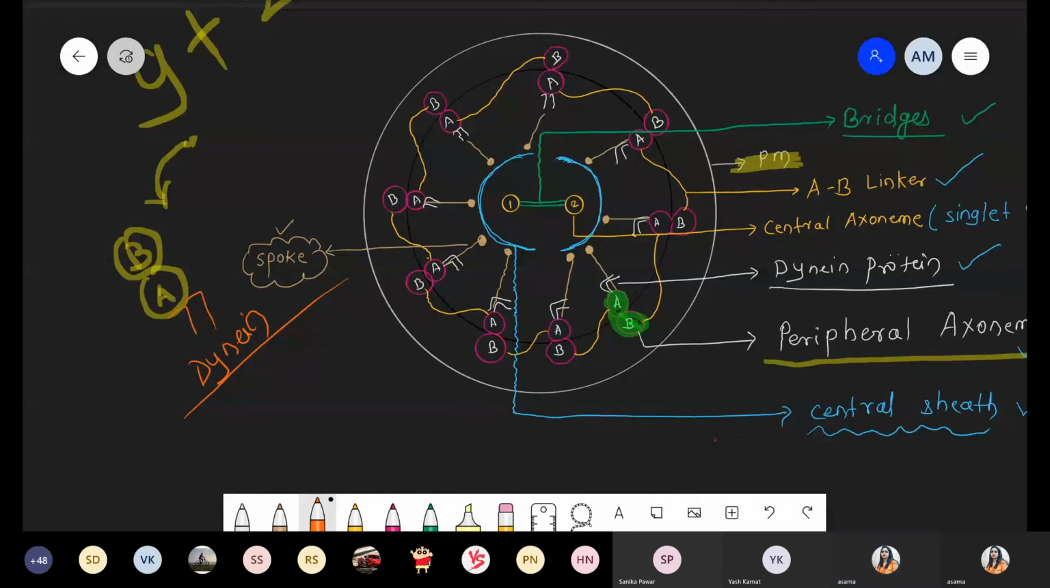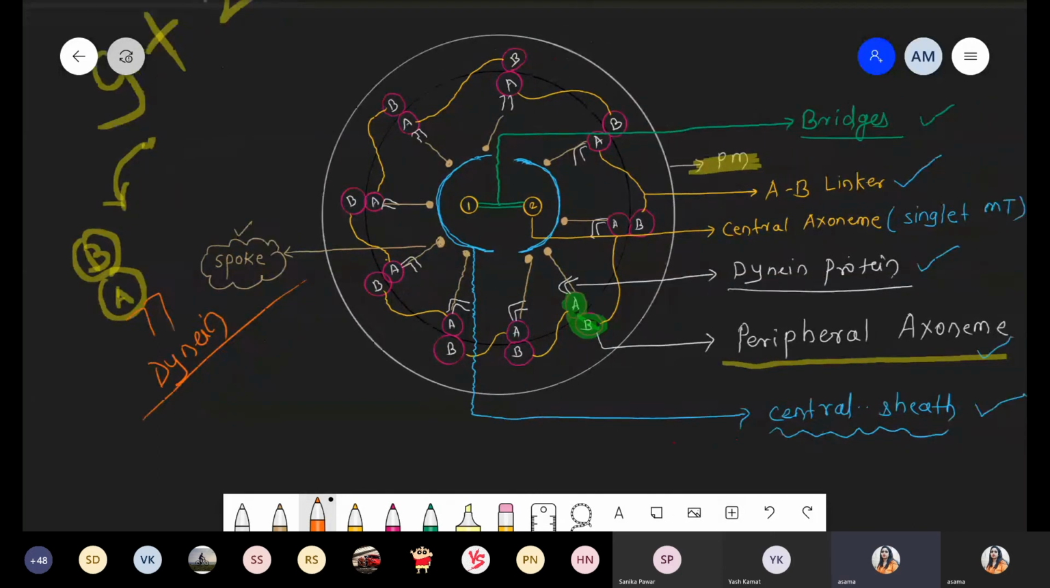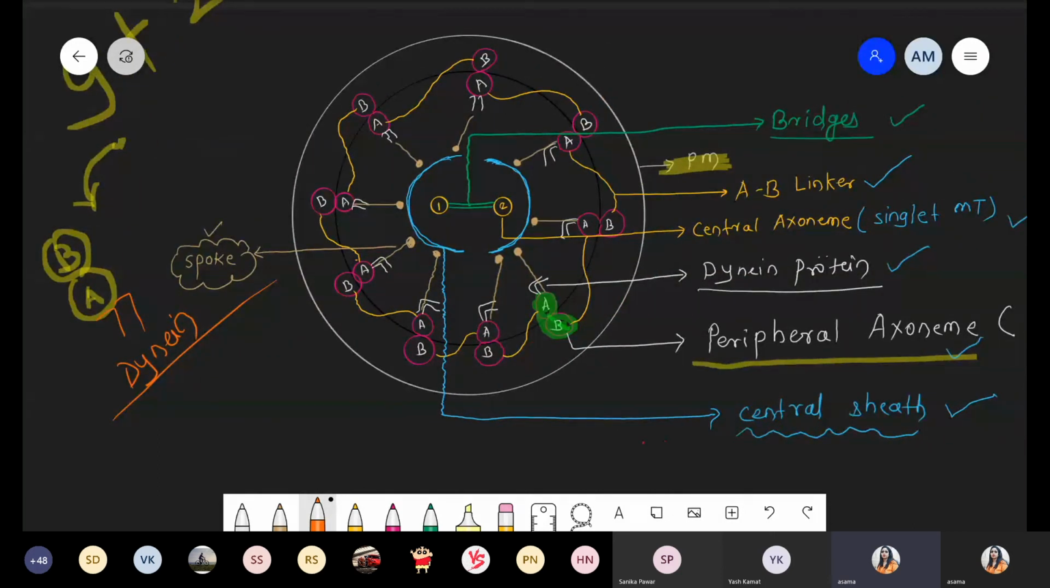Second part, at the center, there is the presence of the central axoneme. At the center, 1, 2, these are the central axoneme, but the central axoneme consists of only singlet microtubules, singlet fibrils. So that's why we talk about the 9+2 arrangement: 9 present on the periphery in doublet form, 2 present at the center in singlet form, 9+2. Both singlet fibrils of the central axoneme are connected with each other with the help of a bridge. What is the bridge doing? It is just joining, just forming the connection.